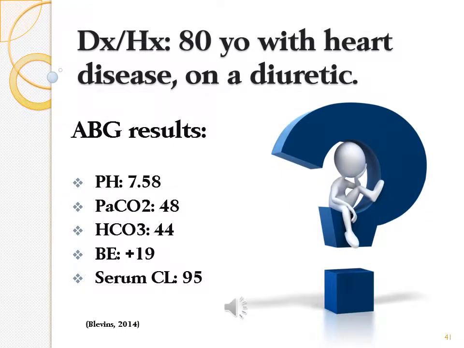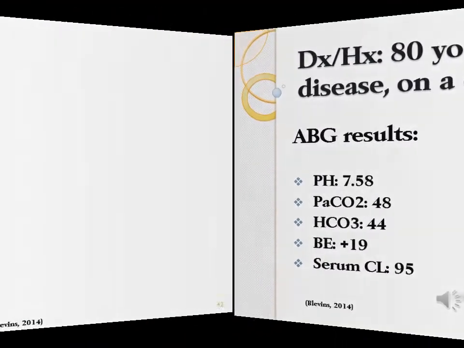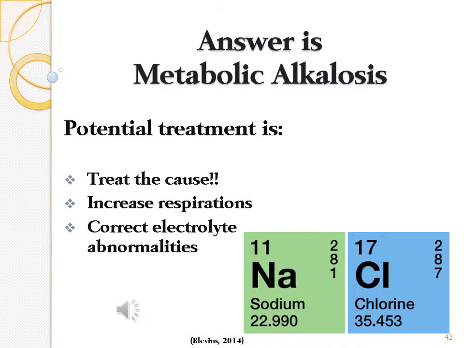This patient is an 80-year-old with heart disease. He's on diuretics. If you study his ABGs, you'll notice that his pH is high, bicarb is high. He is reabsorbing too much bicarbonate, and he's excreting too many electrolytes. If you were to see his electrolyte panel, his potassium level would probably be very low. Again, with metabolic alkalosis, you're going to treat the cause, increase respirations, and correct electrolyte abnormalities.